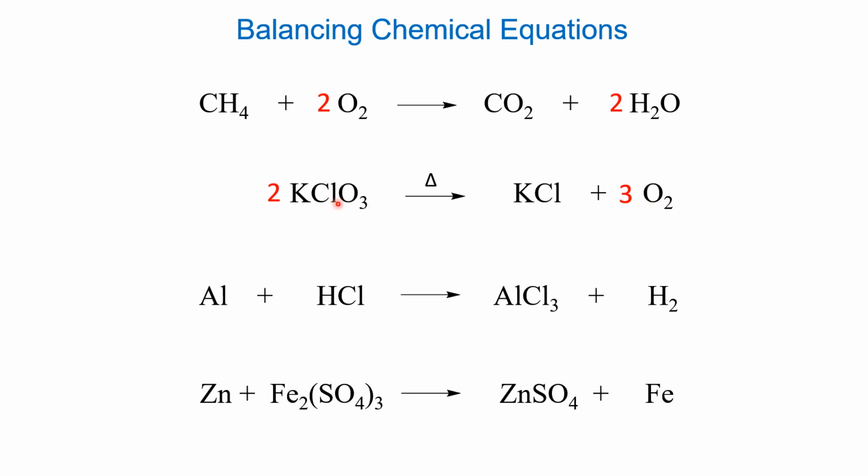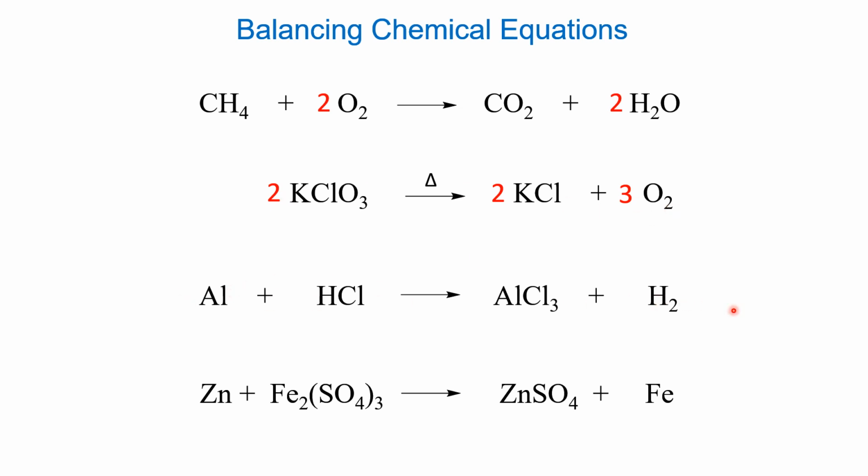Oxygen balanced. But potassium and chlorine will not be balanced now because you just raised this to 2. So we have 2 potassium and 2 chlorine in the reactant. In the product, we only have 1 potassium and 1 chlorine, so changing this coefficient to 2 will balance this whole equation. That's the second example.